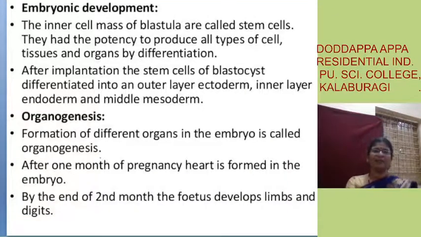Fine. Embryonic development. The inner cell mass, or the embryonic cells of the blastula, are stem cells.